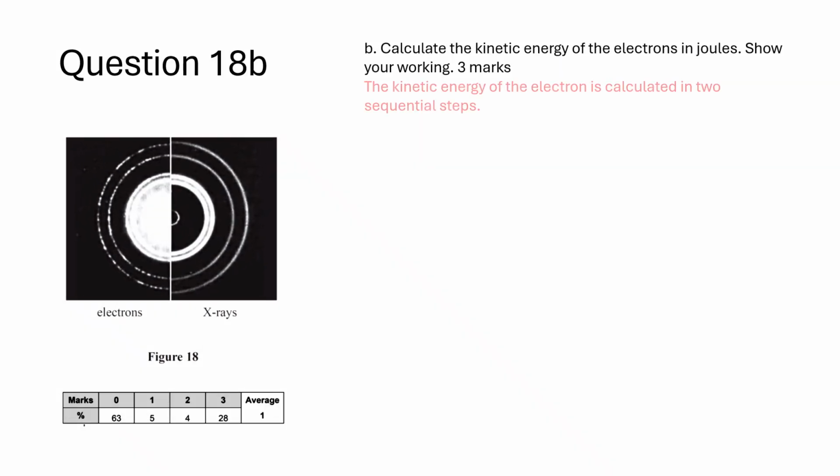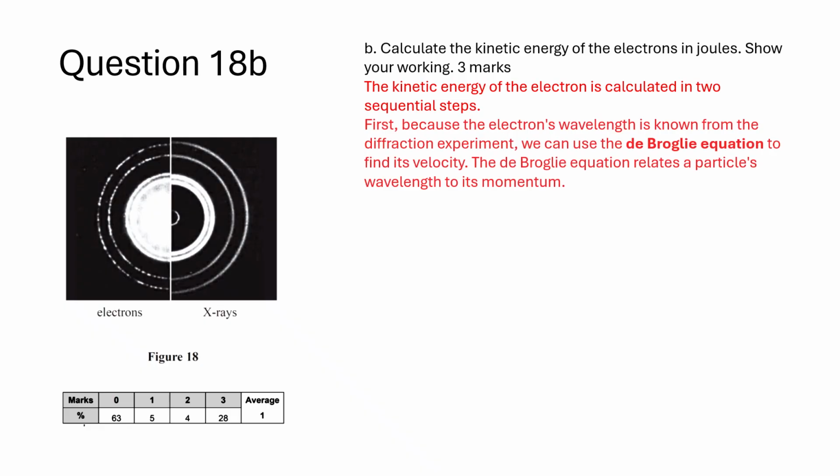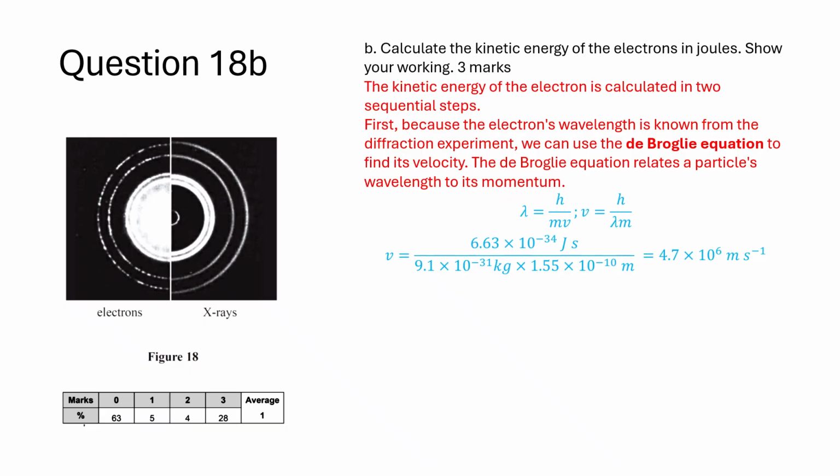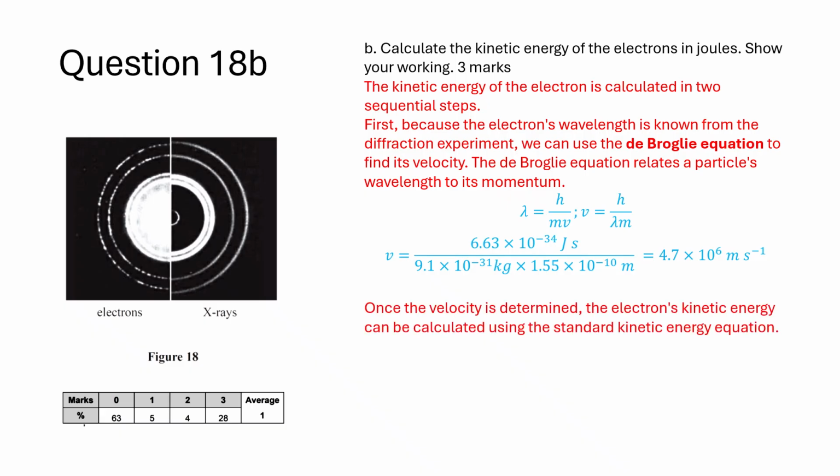The kinetic energy of the electron is calculated in two sequential steps. First, because the electron's wavelength is known from the diffraction experiment, we can use the de Broglie equation to find its velocity. The de Broglie equation relates a particle's wavelength to its momentum. Once the velocity is determined, the electron's kinetic energy can be calculated using the standard kinetic energy equation.